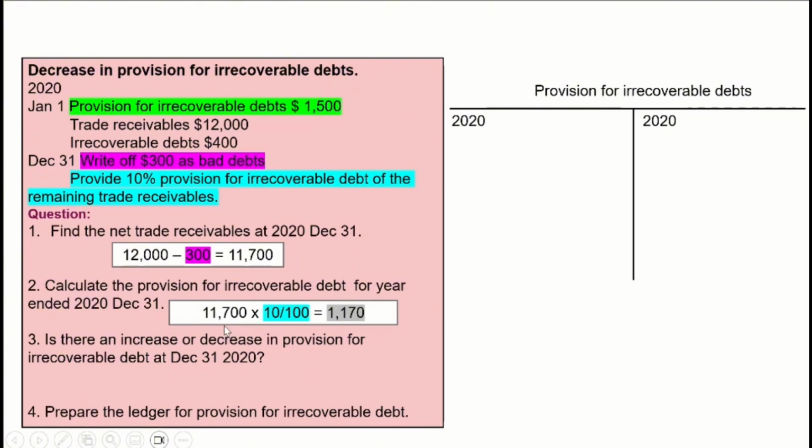11,700 is the net trade receivable. Find 10% of it as the question demands for 10% provision for irrecoverable debt. Therefore, it should be 1,170. Is there an increase or decrease in provision for irrecoverable debt at December 31st, 2020? At the beginning, it was 1,500 and now it's 1,170. This indicates that there is a decrease of 330.